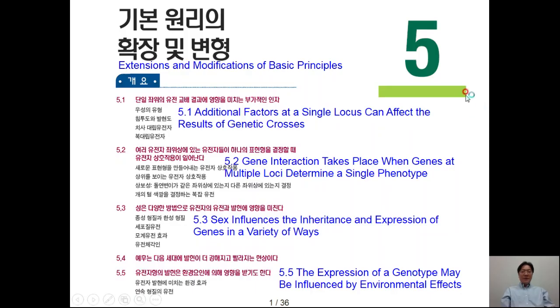In this chapter, we learned about extension and modification of basic principles. First, we learned that additional factors at a single locus can affect the result of genetic processes. Second, we learned gene interaction. Third, we learned sex influence. And finally, we learned that expression of genotype may be influenced by environmental factors. Okay, so today we will finish class.